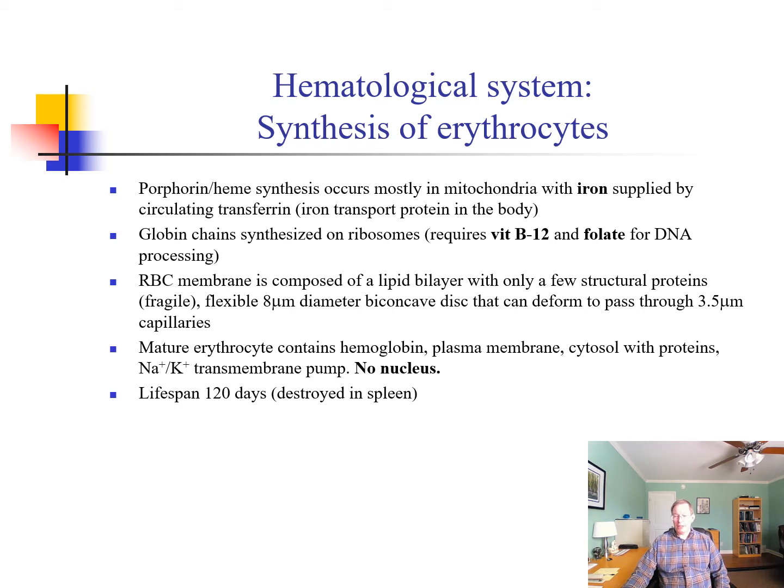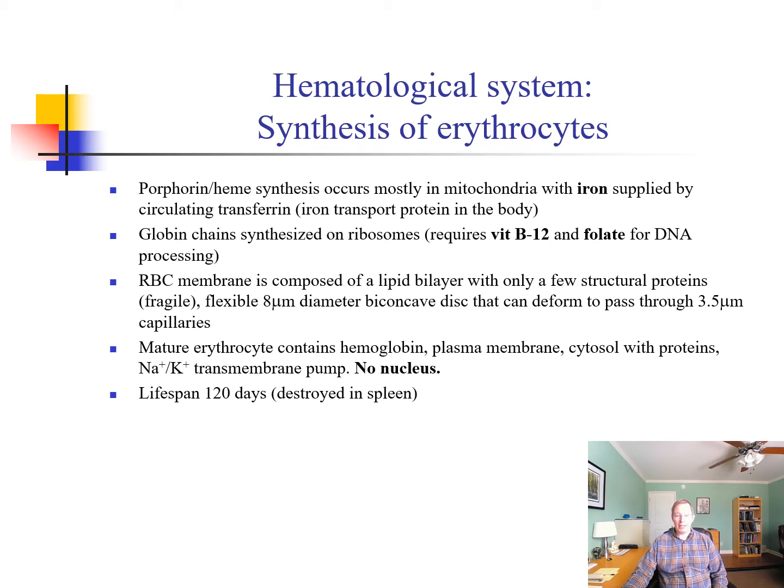The red blood cell is pretty simple. It's actually composed of a lipid bilayer with some structural proteins that allow for it to have this biconcave disc shape that I showed you on one of the earlier slides. It's about 6 to 8 microns in diameter, but it can deform to pass through the smallest of capillaries, which are generally about 4 micrometers. The mature erythrocyte contains hemoglobin, the plasma membrane, the cytosol with those proteins, a sodium-potassium ATPase pump, but no nucleus.